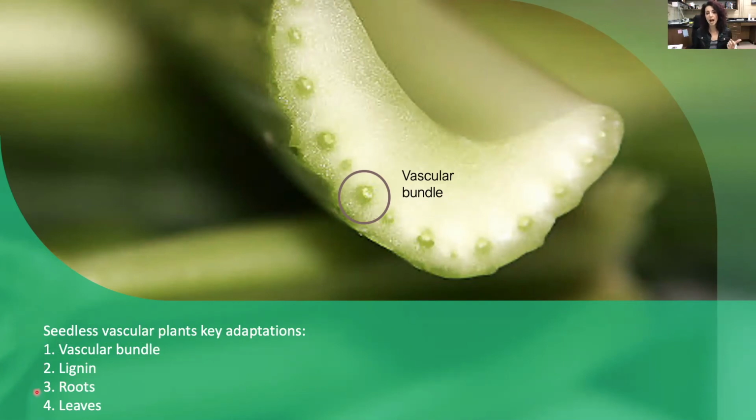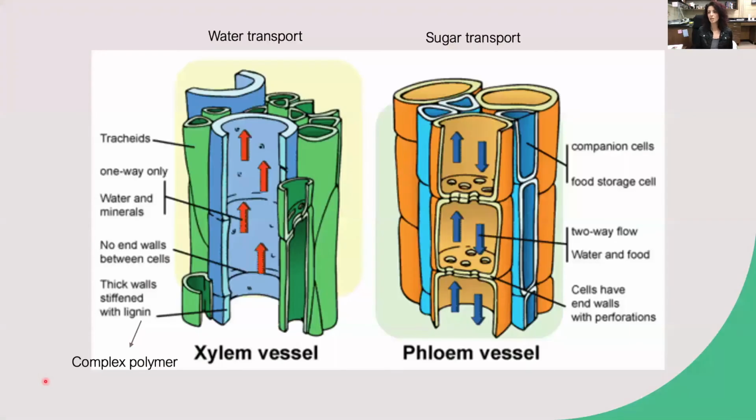They also have roots, and they have leaves. So let's dig into what all of these mean. So first, we have the water and sugar transport systems, the xylem and the phloem. The xylem is the tissue that is responsible for storage and long-distance transport of water and nutrients here. The tissue consists of conducting cells known as tracheids.